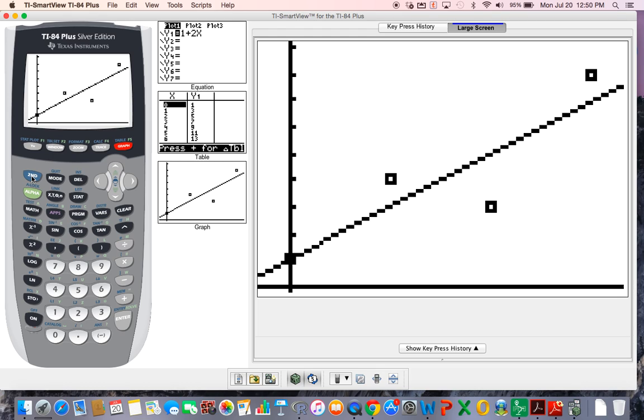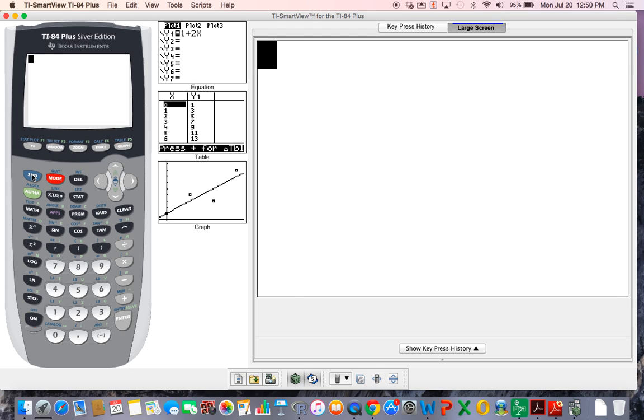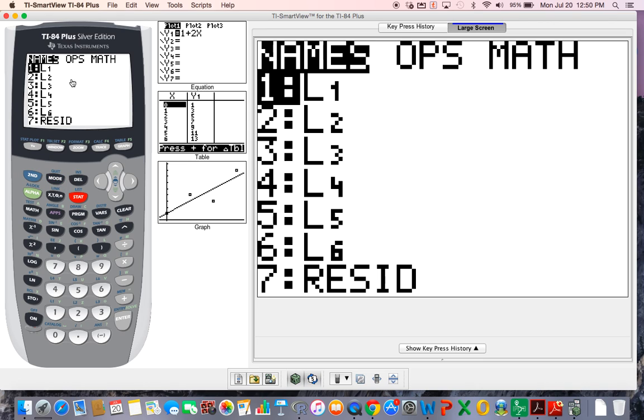So let's get out of this and go back to a blank home screen. If we go second function list, somewhere down here, you may have to scroll down further. It just depends on the calculator and the operating system and what's been stored and deleted. But you'll see that mine is residing at number 7. Yours may be at number 1, yours may be at number 9, whatever. But somewhere down there, you will see that you have a key called residuals.